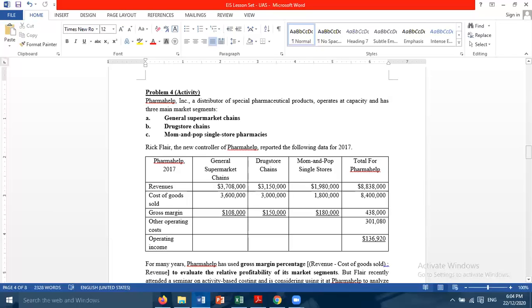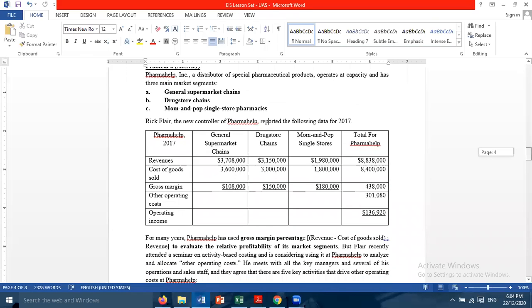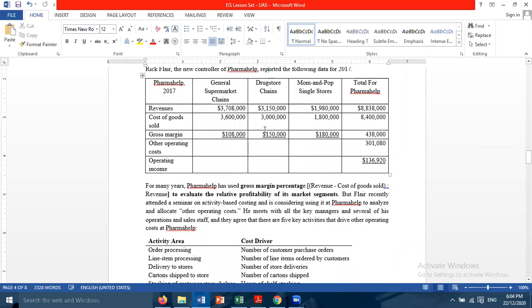Okay, so let's just get right into the problem here. The first one is activity-based costing problem 4. Pharma Health Inc., a distributor of special pharmaceutical products, operates at capacity and has 3 main market segments. Okay, so we are given 3 main market segments here. Then Rick Flair, the new controller of Pharma Health, reported the following data for 2017. Okay, so we get the following data here.